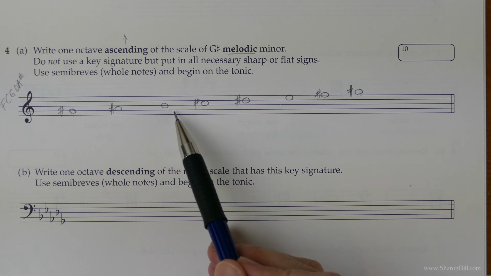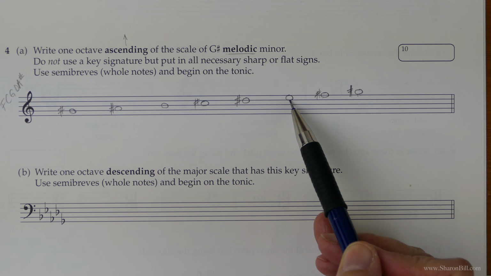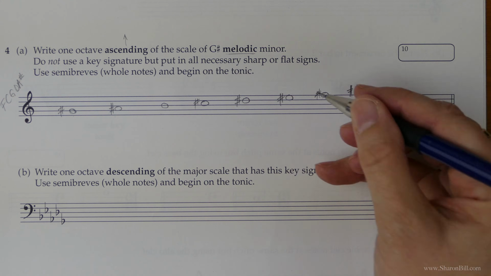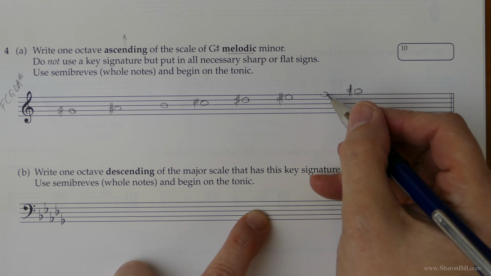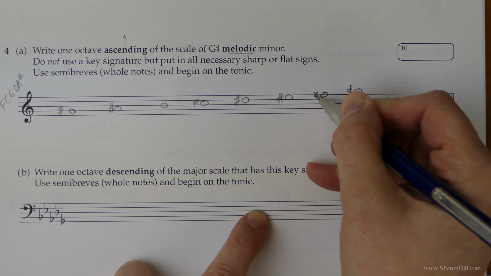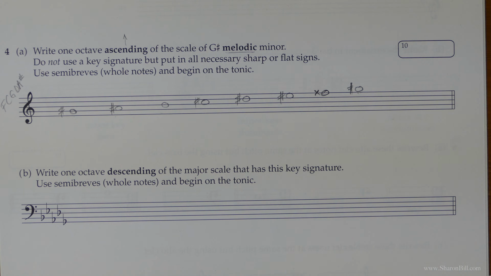So 1, 2, 3, 4, 5. Here's the 6th, here's the 7th. So the E natural will be raised to a sharp, and then the F sharp will have to be raised again, and so that will become a double sharp. So that's soon sorted. There we go, so that's that one done. Let's move on to this next one.